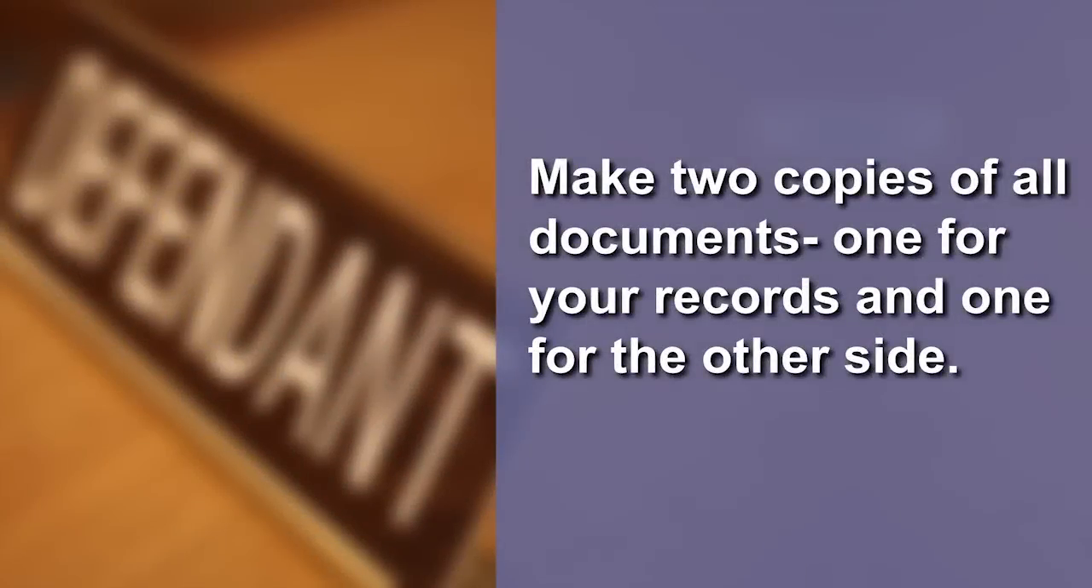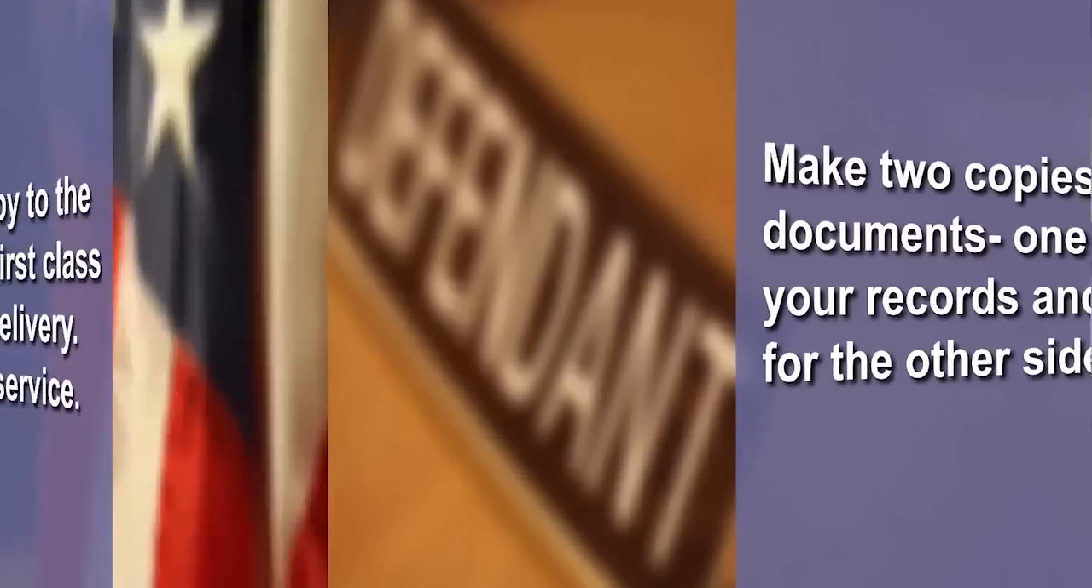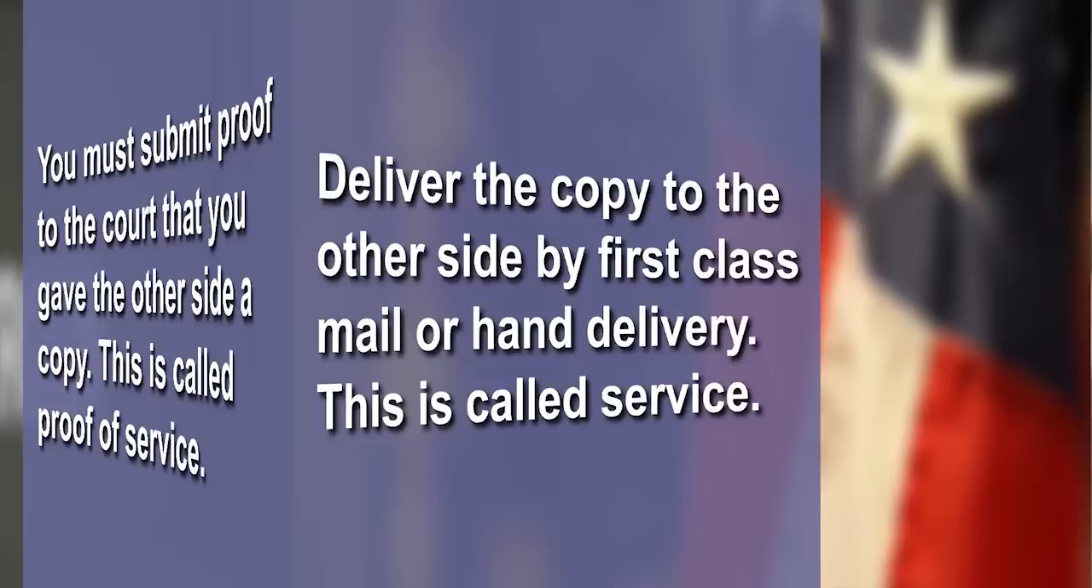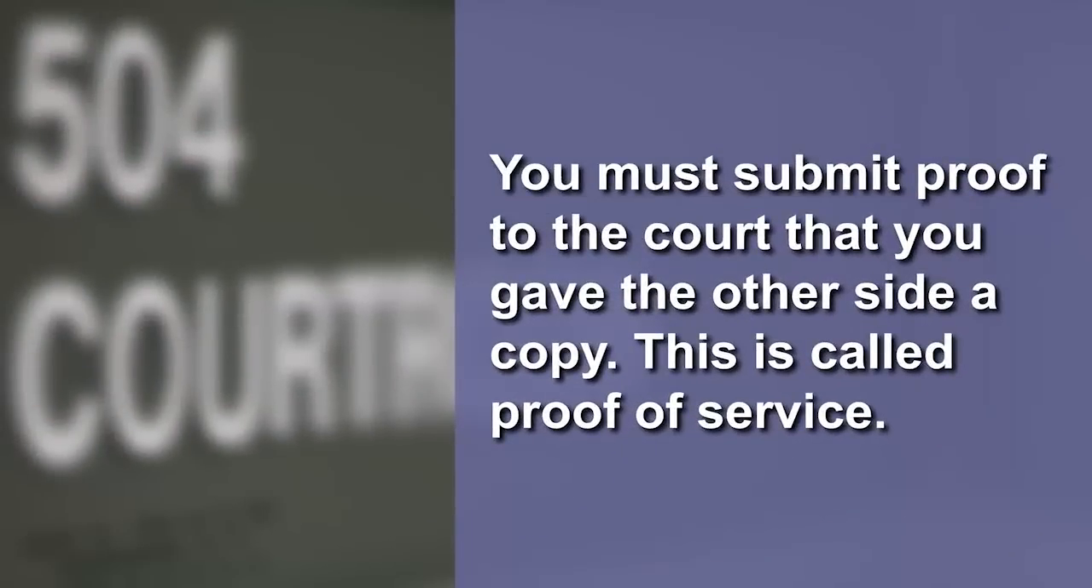Remember, you must make a copy of all 3 forms for your records along with any other documents you attach. And you must also make a copy of all the forms and attachments for the other side. These must be sent to the other side, or to his or her attorney if there is one, by first-class mail or hand-delivered. You must give proof to the court that you have provided a copy.